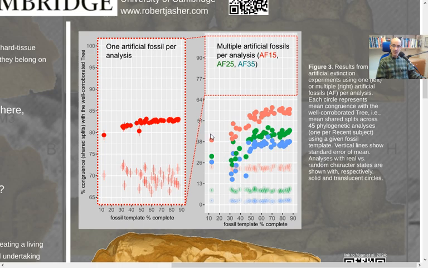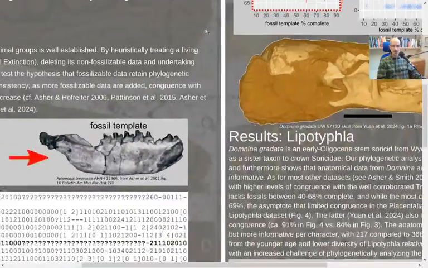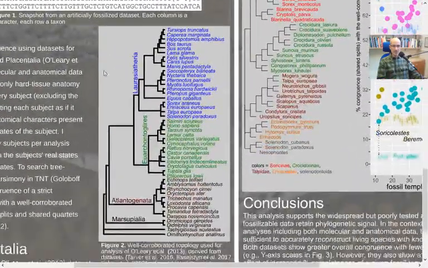And here, we're much farther down the y-axis of congruence. So here that's half of the nodes in the well-corroborated tree are recovered. But perhaps the most important result is this increase. As the fossil templates become more complete, congruence with the well-corroborated tree also increases. And this is evidence of statistical consistency, right? The more data you throw at a problem, the closer you get to the correct answer, right? And again, correct answer in this case is congruence with this. In O'Leary's case, O'Leary et al., it's this well-corroborated tree based on independent data, right?